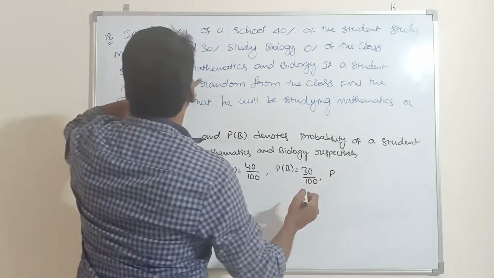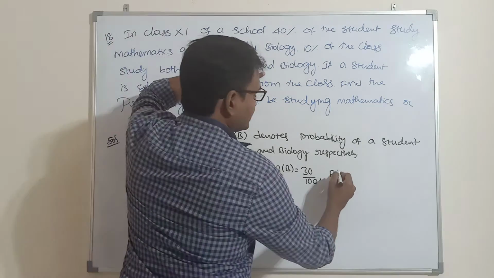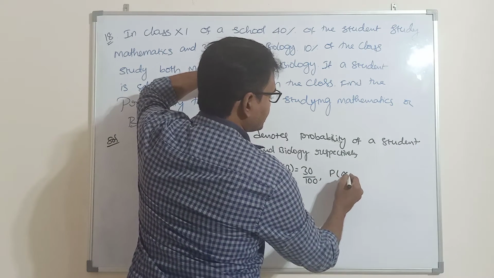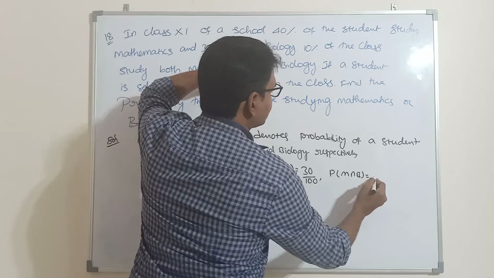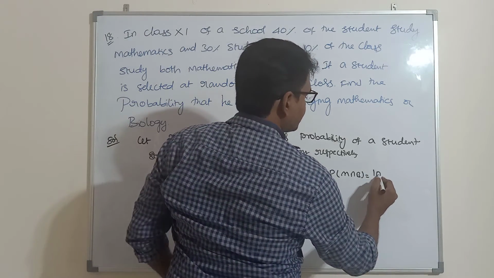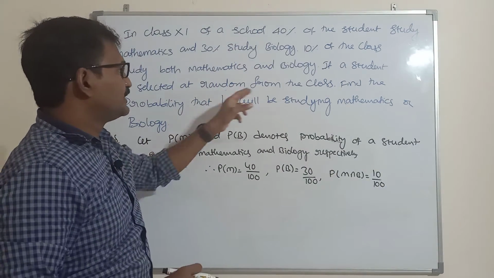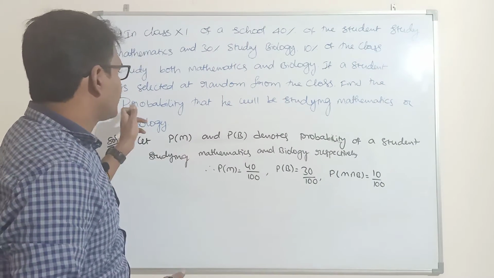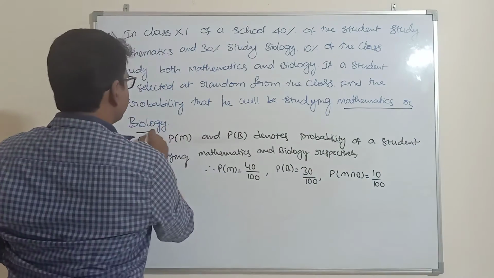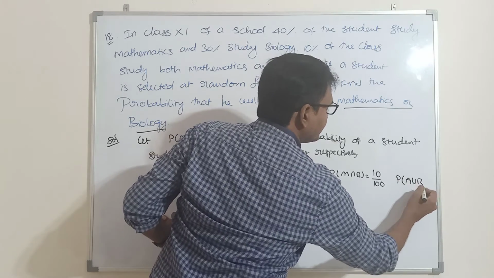And mathematics and biology. And means intersection. P of M intersection B, mathematics intersection biology, both is how many? 10%. 10% means 10 by 100. If a student is selected from the class, find the probability that he will be studying maths or biology. Mathematics or biology means M union B.